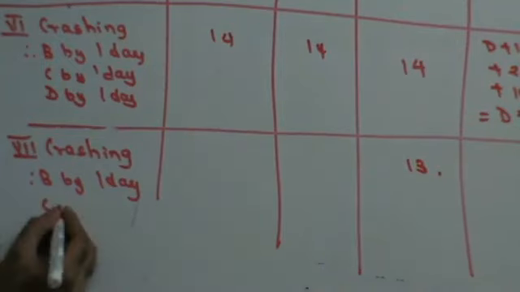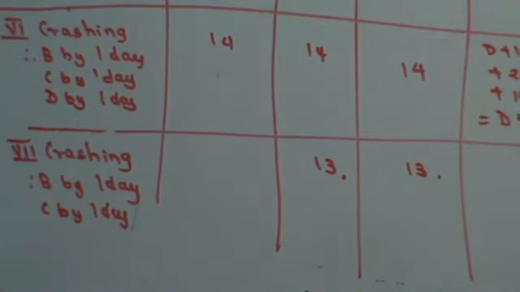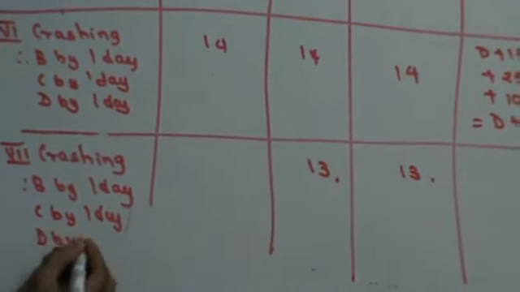Okay. Now, C. I've already done 2 days, and C can be crashed by 5 days. So I can crash C by 1 day. So this will become 13. I've crashed D only once, and D could be crashed by 2 days. So I can do it once more, D by 1 day.